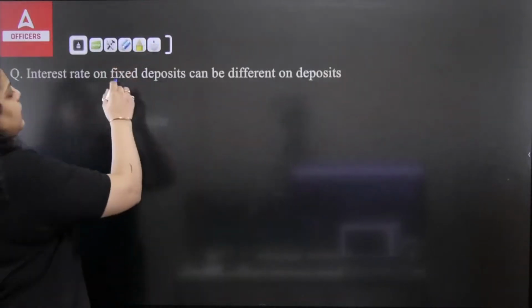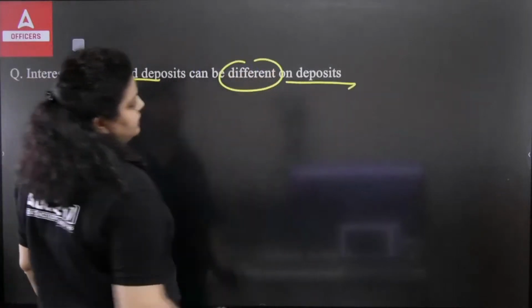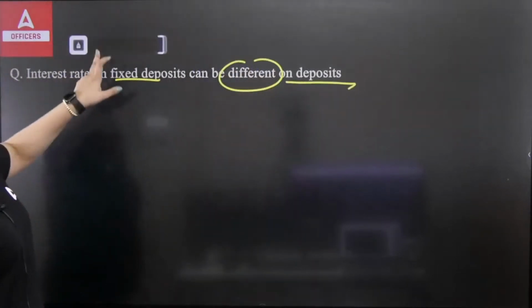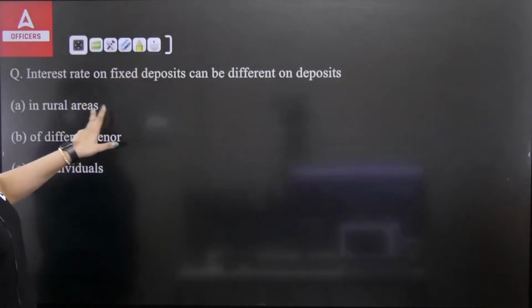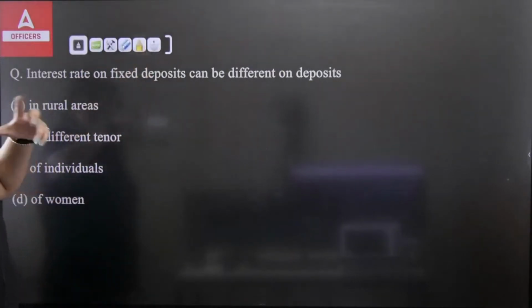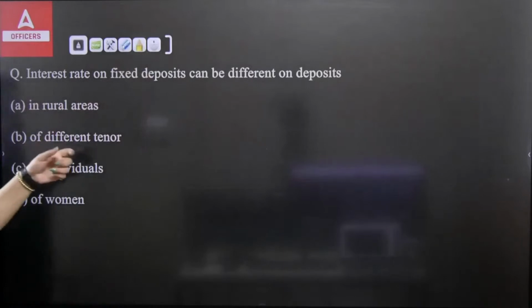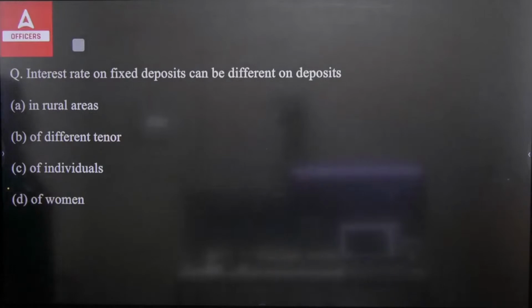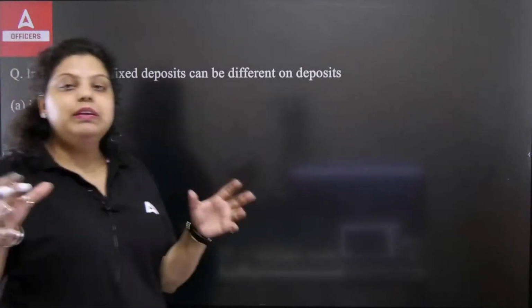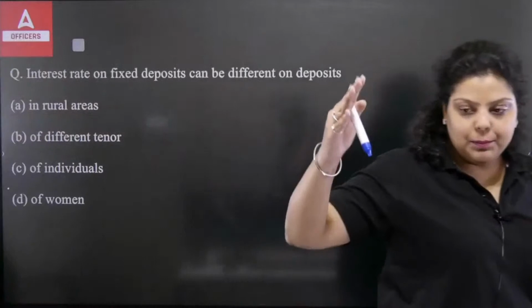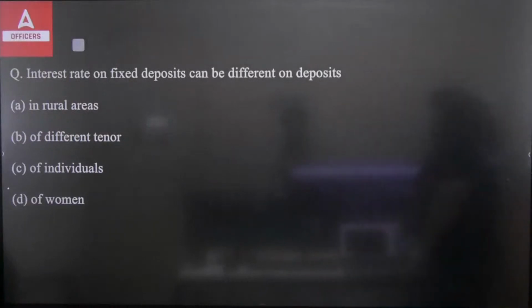Interest rate on fixed deposit can be different on deposits under what conditions? Whatever interest you are getting on the fixed deposit, it will be different on the basis of what? On deposits in rural area, on deposits of different tenure, on deposits of individuals, on deposits of women. So according to what will your fixed deposit interest rate be decided? On the basis of the location where you are opening an FD, on the basis of the tenure for which you are having an FD, on the basis of individuals, deciding to whom how much interest has to be given.